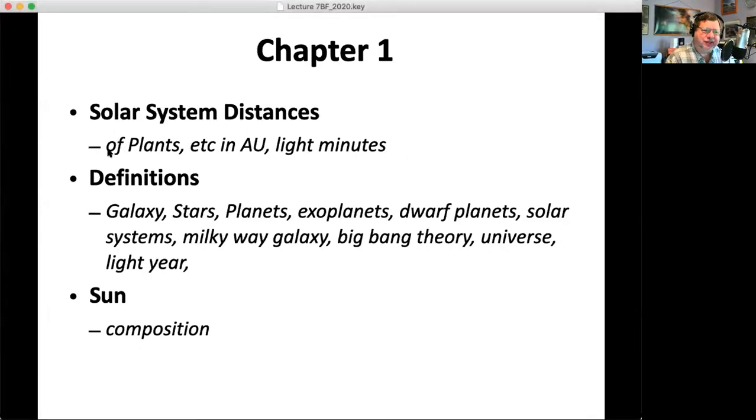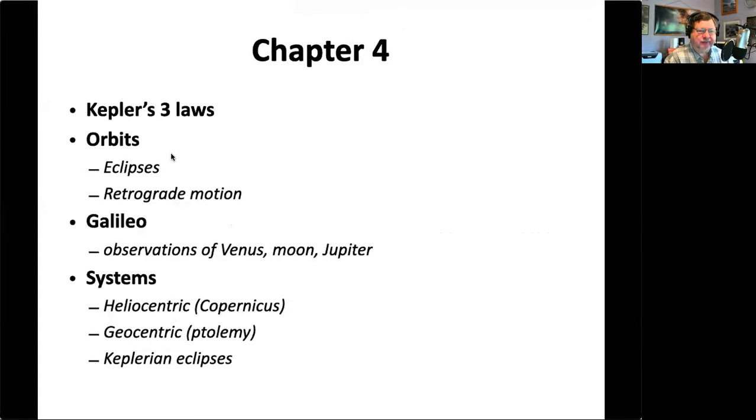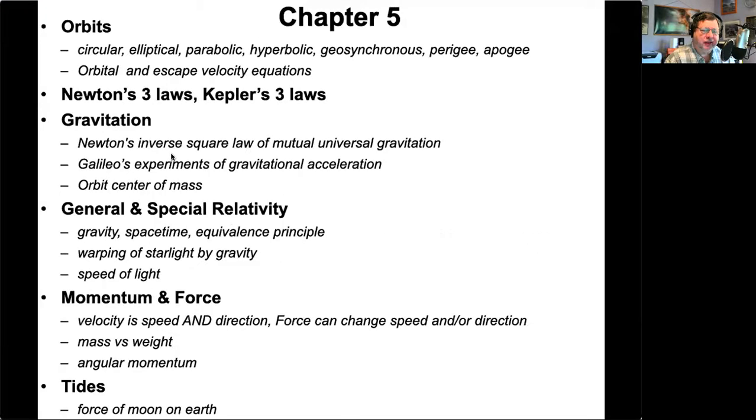Notice solar system distances of plants. That's supposed to be planets, okay? Chapter 3, chapter 4, and chapter 5. There's a lot of stuff on chapter 5. Just based on the size of the notes, you should spend a lot of time on chapter 5. So textbook, homework, the publisher PowerPoints, and then my PowerPoints, and then if you have time, you can review the lectures, although that takes some time. Those are on YouTube, and you can find the location on the syllabus.